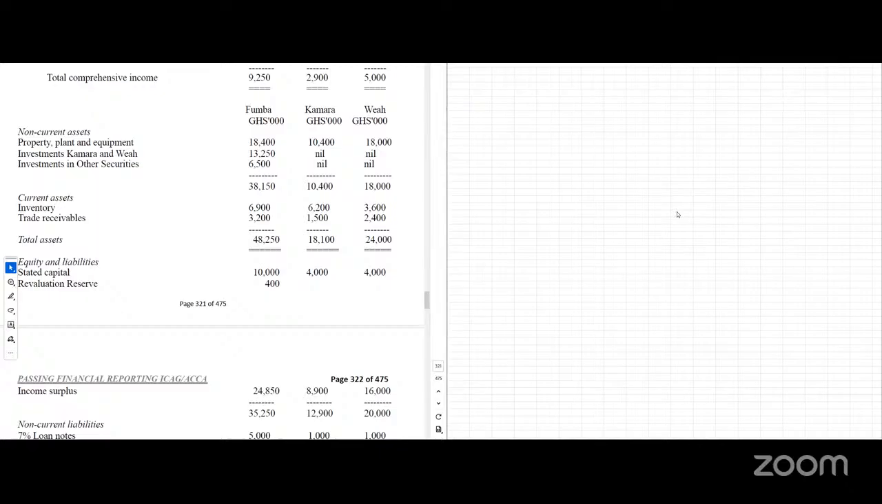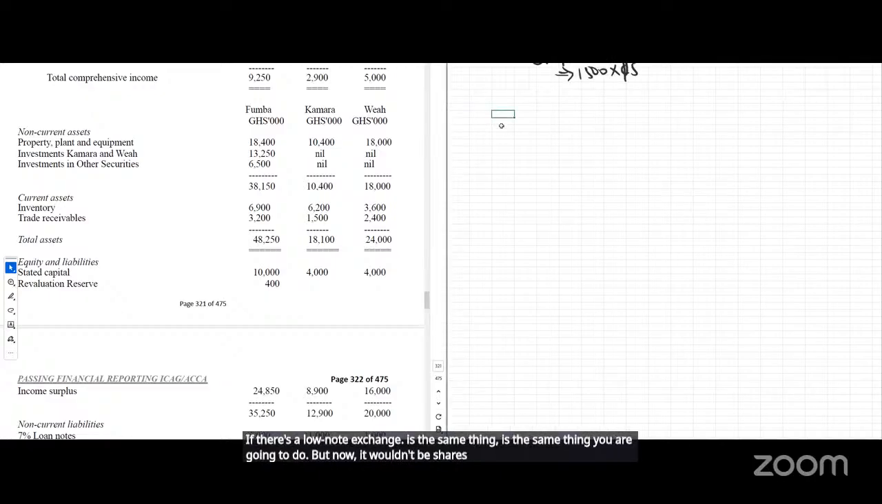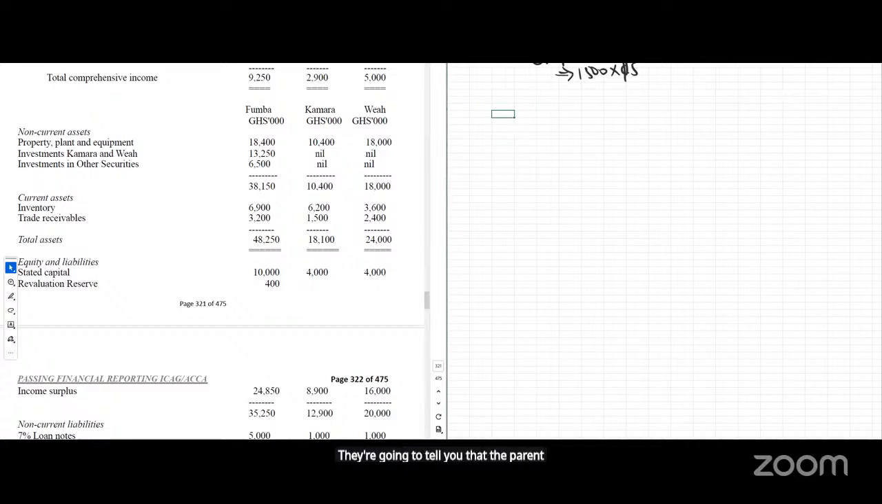Now, if there's a loan note exchange, let me go there, right? If there's a loan note exchange, it's the same thing. It's the same thing you are going to do. But now it wouldn't be shares. They are going to tell you that the parent will exchange loan note for the subsidiary shares, right?